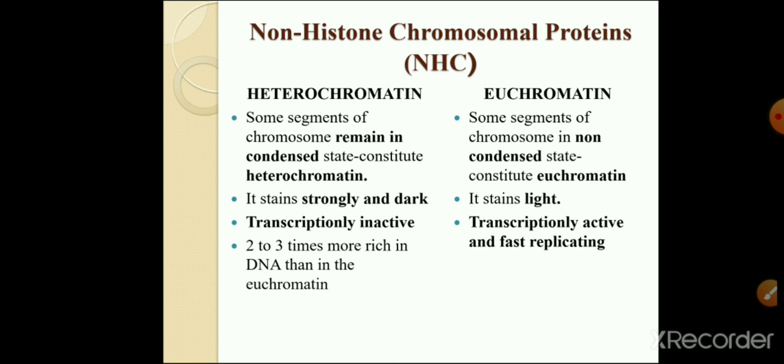The second part is euchromatin. The regions of chromonema which are in a non-condensed state constitute euchromatin. The euchromatic regions stain light. The euchromatin is genetically very active and fast replicating. Euchromatin is transcriptionally active while heterochromatin is transcriptionally almost inactive.